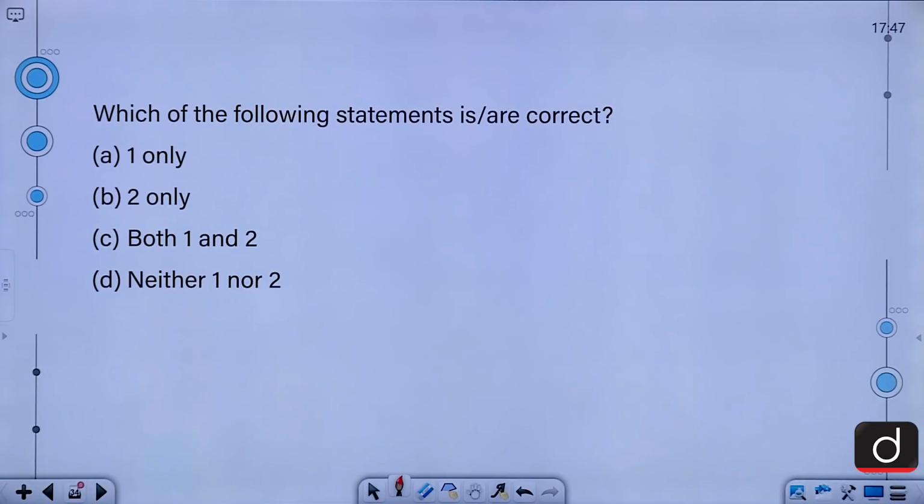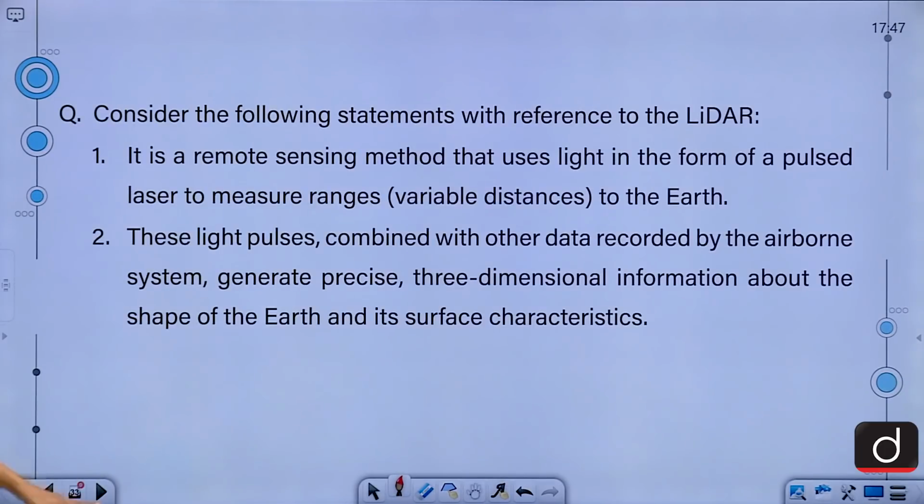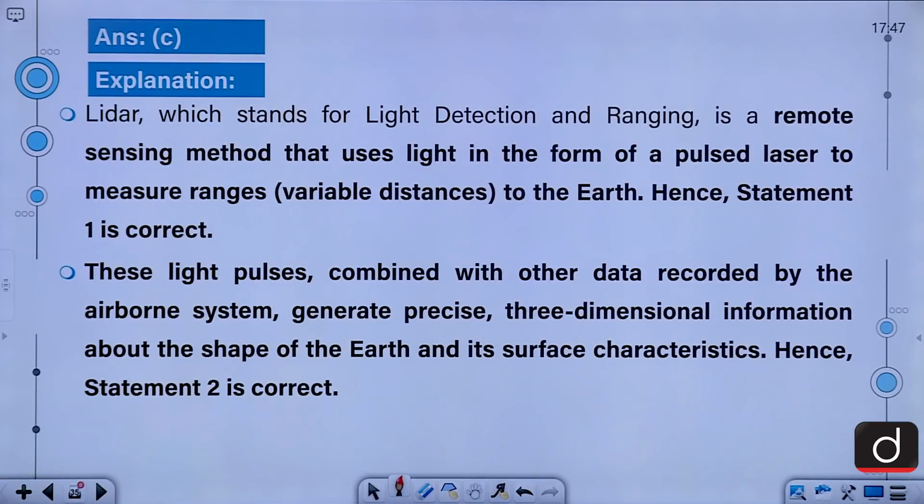A. 1 only, B. 2 only, C. Both 1 and 2, D. Neither 1 nor 2. The correct answer for this question is C, that is both 1 and 2, both the statements are correct. Moving on to the explanation, LiDAR, which stands for light detection and ranging, is a remote sensing method that uses light in the form of pulsed laser to measure ranges, that means distance from the Earth.